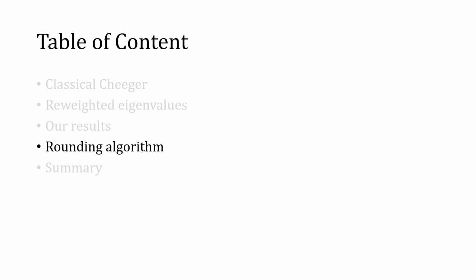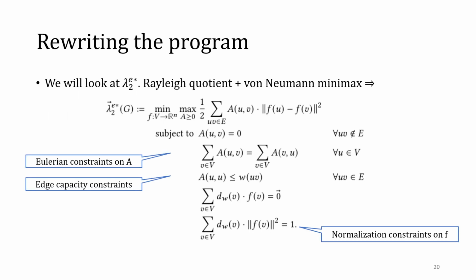Okay, next I'm going to talk a little bit about the rounding algorithm. I just want to give you a broad outline of it. For the outline, we'll consider lambda 2 E star, so for the edge conductance. By combining the Rayleigh quotient characterization of eigenvalues and von Neumann minimax, we can write the lambda 2 E star program in this min-max form, where the minimizer is over vertex embeddings F, and the maximizer is looking for the maximum Eulerian reweighting.